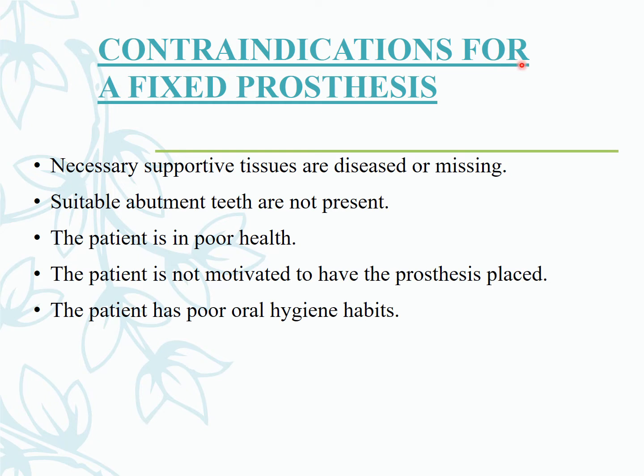Okay, coming to the contraindications for fixed prosthodontics. Necessary supportive tissues are diseased or missing. Okay, so that obviously means the abutment teeth adjacent to the place where the replacement has to take place. Suitable abutment teeth are not present altogether. Okay, so not present, diseased, missing, patient in poor health, patient is not motivated to have the prosthesis placed, patient has poor oral hygiene habits. So the patient is not able to maintain the prosthesis.